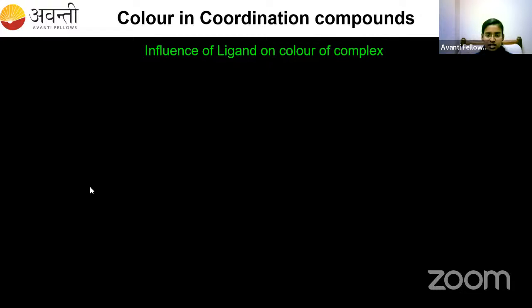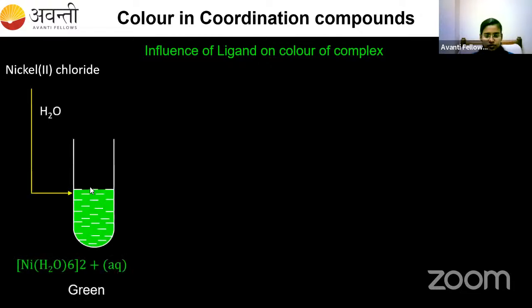So to understand this influence of ligand, I'm going to take a nickel chloride complex. To form the nickel chloride complex, I have to take the nickel chloride salt and add water to it. If I add water, all the 6 molecules of water will be bonded to nickel. The color of the nickel complex here is green.